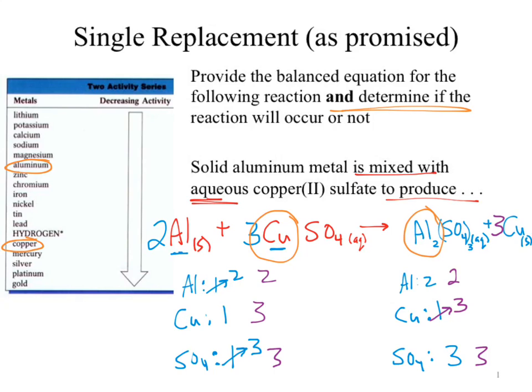Aluminum wants to be an ion. That's what our activity series tells us. We now go back to our reaction. Where is aluminum an ion? On the product side. For aluminum to become an ion, we have to do the reaction. So what does that mean? There is a reaction. Okay? Yes, we do have a reaction occurring. Kind of makes sense?